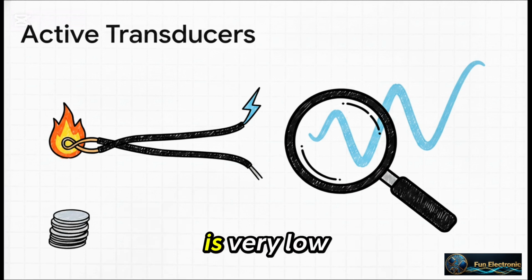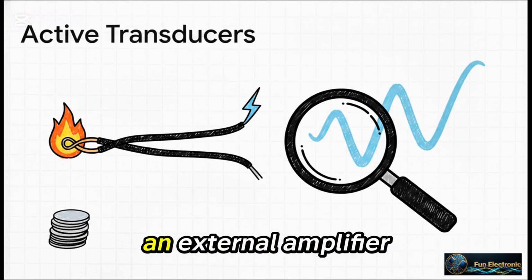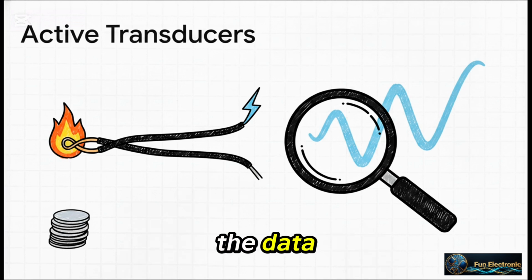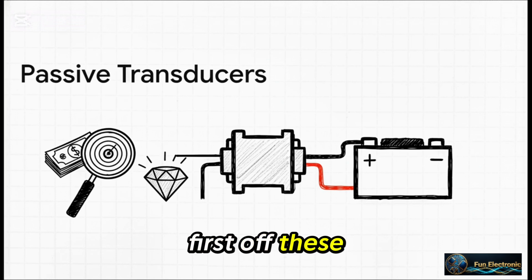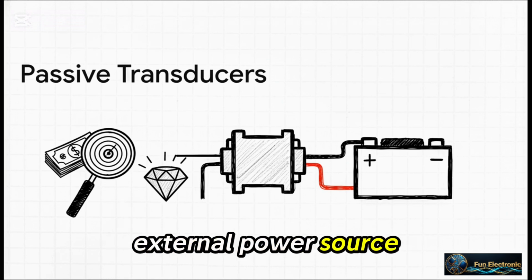Their output signal is very low power, meaning it usually requires an external amplifier just to read the data, and they are typically stuck with a low, fixed resolution. Contrasting that, we have our passive transducers. First off, these absolutely require an external power source to operate.